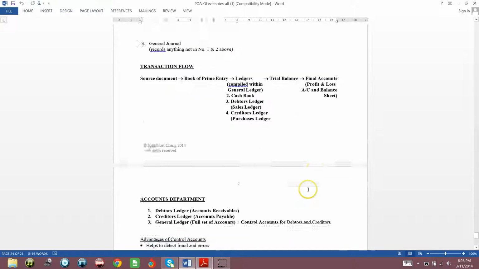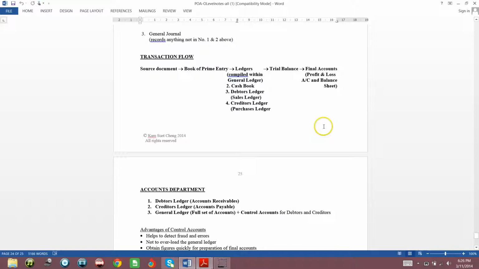Now I want to jump a bit. Say I have a reasonably sized business, quite big, though not very big. How am I going to organize my accounts department? When I hire accounts staff, ideally I want to hire three persons. One will take care of the general ledger. In the newspaper, I will advertise that I need this person to handle a full set of accounts, because the person handling the general ledger will also handle the debtors and creditors control accounts in the general ledger.